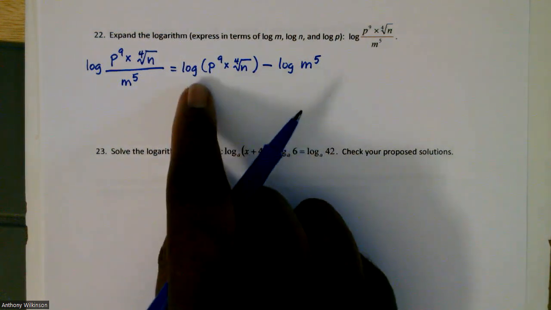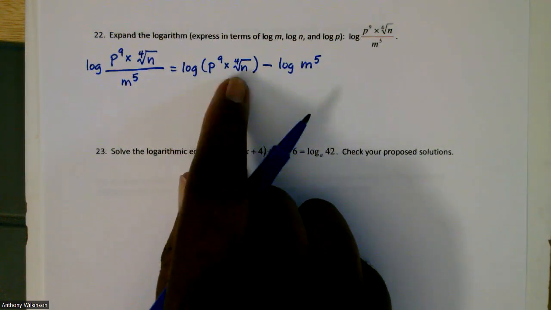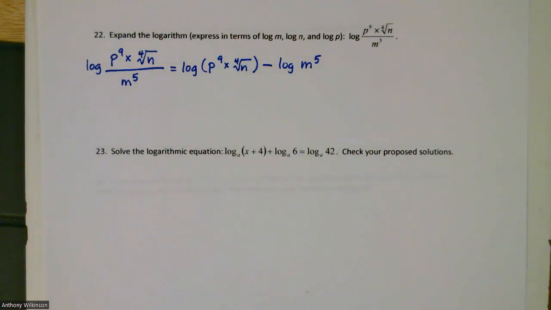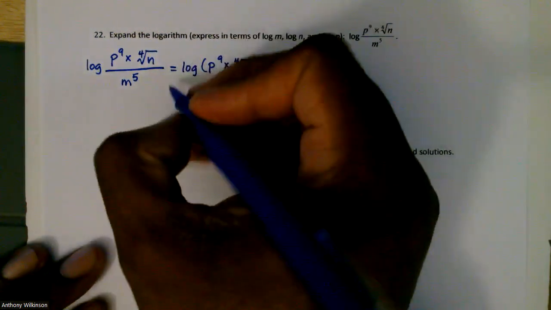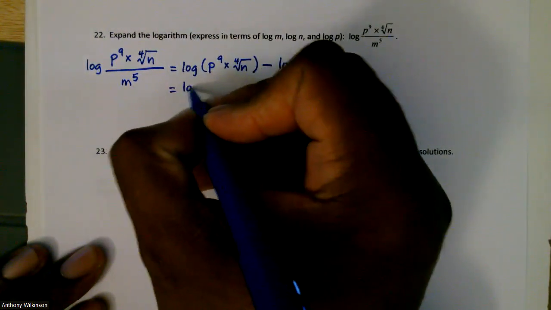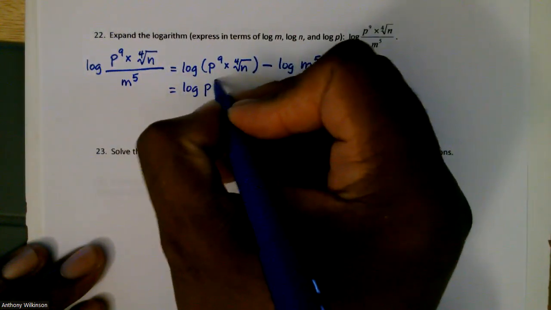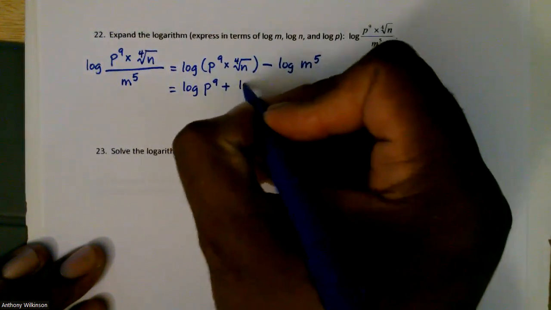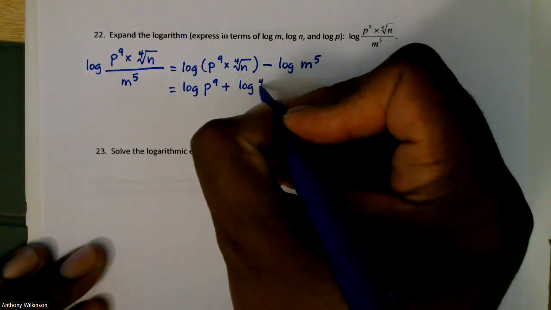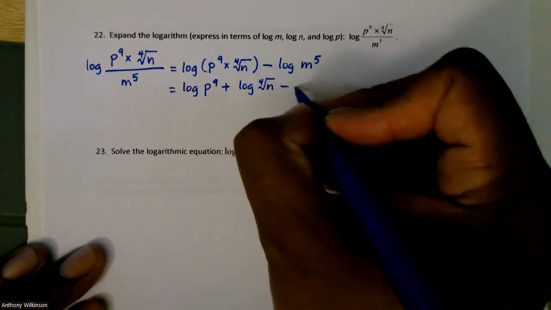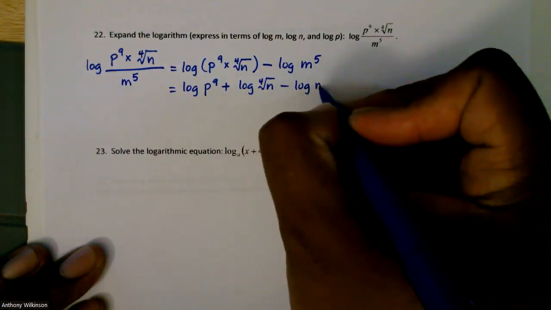And I also have here for this first term the log of a product. I'm going to expand that using the product rule as the sum of their individual logarithms. So this will be log of p to the ninth plus the log of the fourth root of n minus the log of m to the fifth.